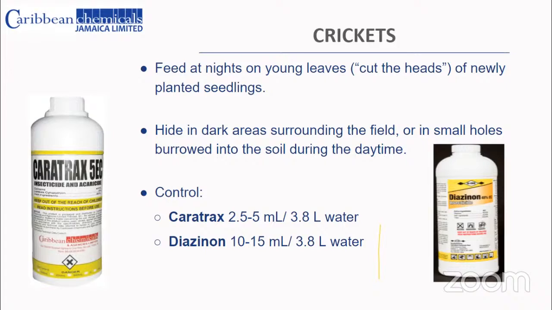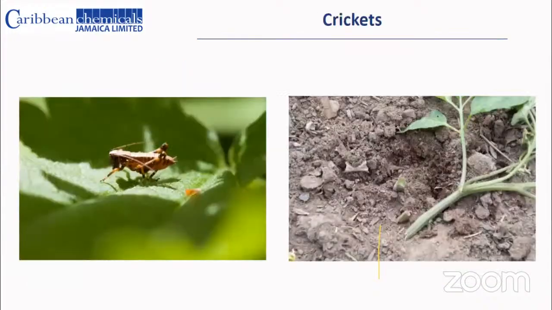So Caratrax, Diazinon, these are chemistries that are able to effectively control. And Diazinon in particular is a chemistry that can be used in the soil. It's one of the rare insecticides that are soil active and is capable of controlling pests within the soil. So we're speaking about ants, crickets. You can always find creative ways to bait the Diazinon or bait these particular pesticides outside of spraying.